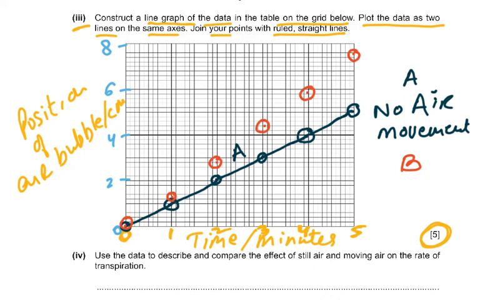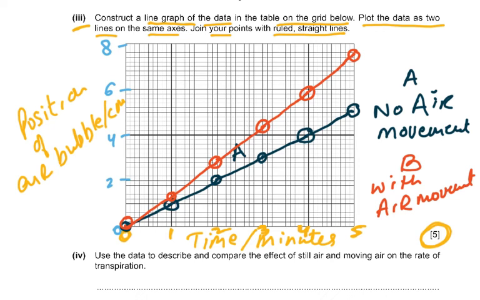So I have tried to plot these. I know they're not very exact, but yours must be very exact. You must use a very sharp pencil. Then, of course, you connect these and you get your B with air movement. So you understand why there are 5 marks for this graph?